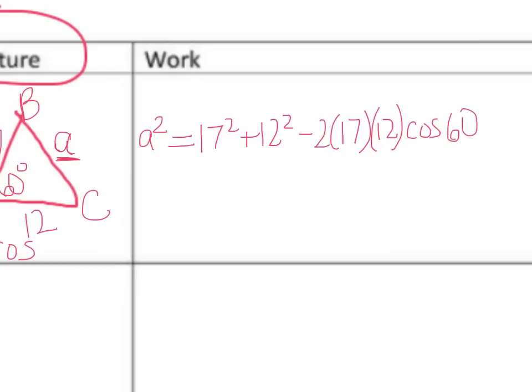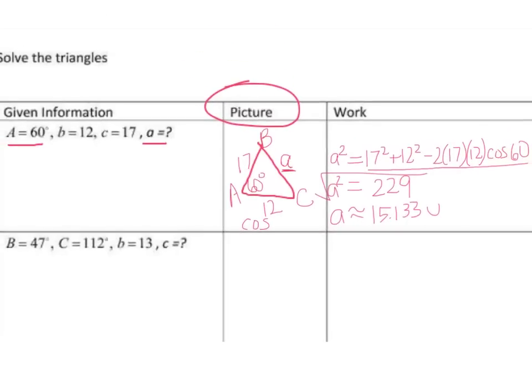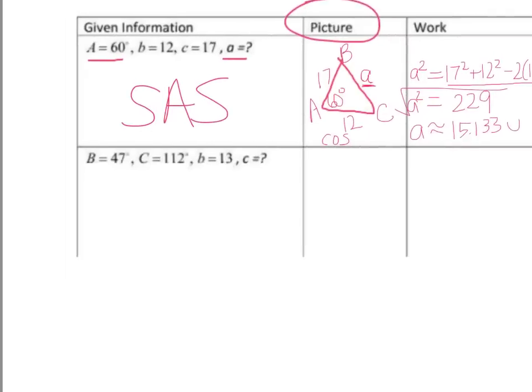I can just go ahead and plug all this in my calculator, exactly how it looks. When I do that, I get A squared equals 229. Take the square root of both sides to get A, and A is about 15.133 units. So that's the easy case, side angle side. I'm just going to put here: side angle side, we use law of cosines.